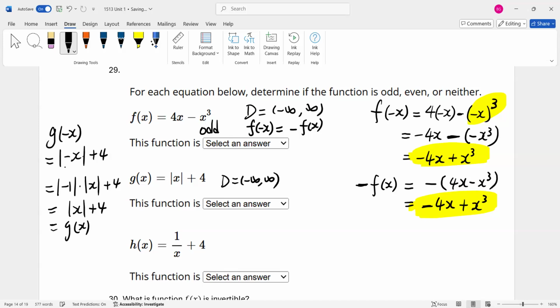Equals g of x. So we found that g of x satisfies g of negative x equals g of x. It is even, right? And how do we know?